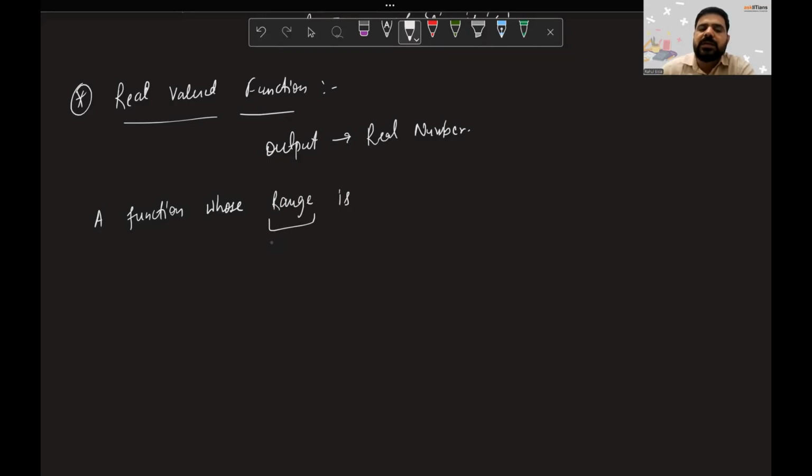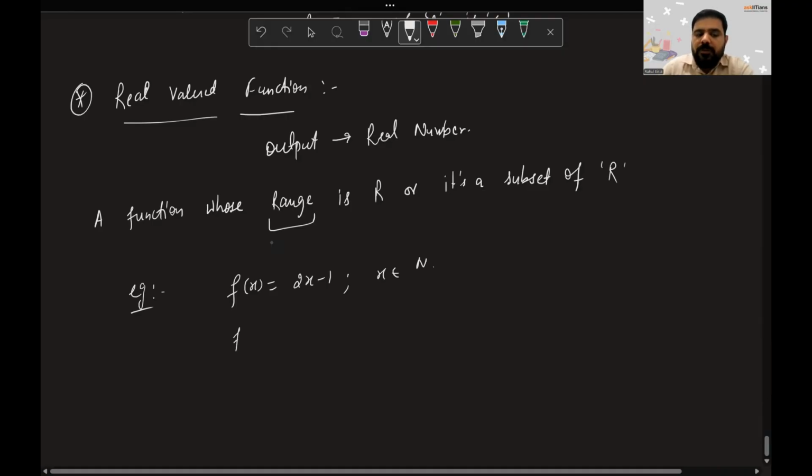A function whose range is the set of real numbers or it's a subset of the real numbers. So either the range has to be the whole real numbers or it has to be a subset of real numbers. In that case, we'll say that this function is a real valued function. I'll take an example. Let's say we are given f of x as 2x minus 1, right? Where x is a natural number.